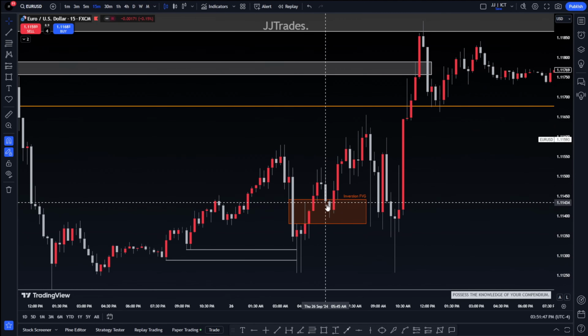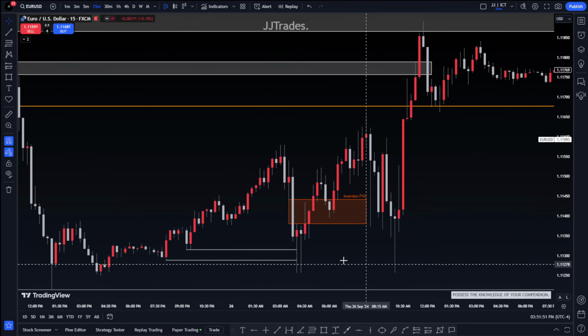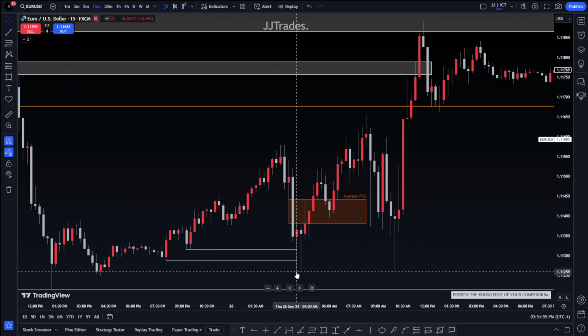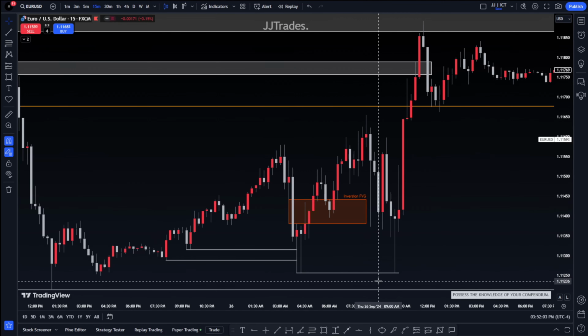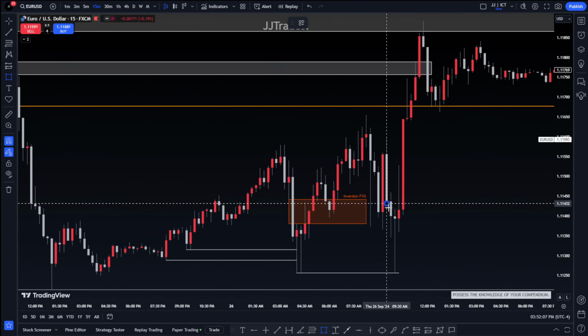Price comes down into the inversion fair value gap, heads up. We come down again. Oh no, you got stopped. Look where you came to, right down to that low. That's institutional order flow. It doesn't want to break this low. It doesn't want to do it. It comes right to it. There it is right there. We have this other inversion fair value gap here.